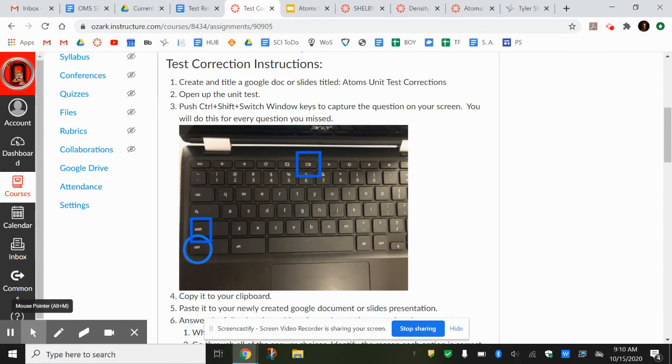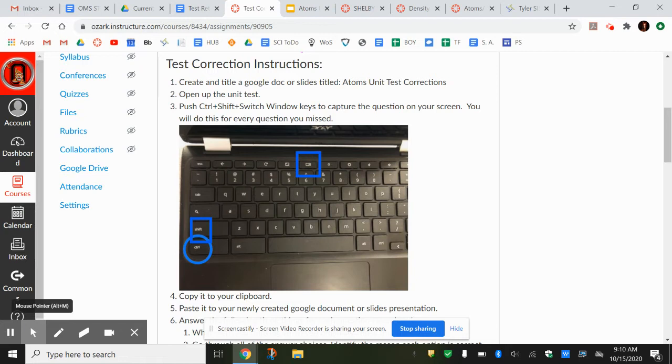So the first thing you're going to do is either open up a Google Doc or Google Slides, whichever one you prefer. I think Slides is a little bit easier since you'll be pasting photos over onto this. Photos and text boxes are a little easier to work with. I know the formatting can get a little funky on a Google Doc. You'll title that Google Doc or Google Slide the name of the unit and then test corrections. So for example, for your first test, we called it Adams Unit Test Corrections. So that would follow that pattern as we go through the year.